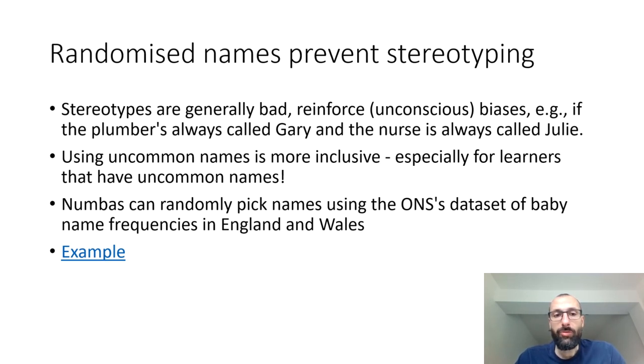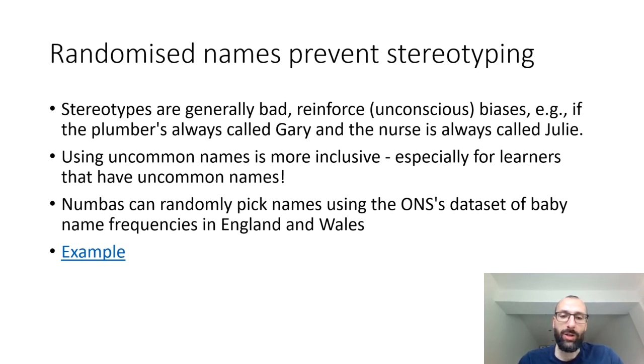They can reinforce unconscious biases. For example, if in certain questions the plumber is always called Gary and the nurse is always called Julie, even if we don't realize, we may well enforce, for example, gender stereotypes. If we use instead uncommon names, then the whole process is much more inclusive, and that is especially true for learners that have an uncommon name.